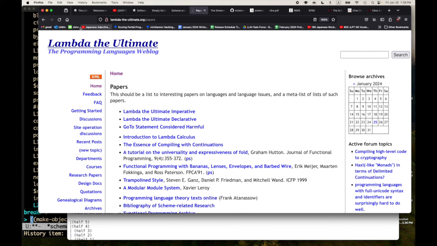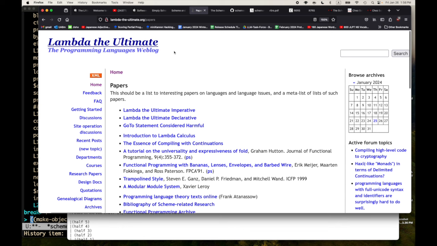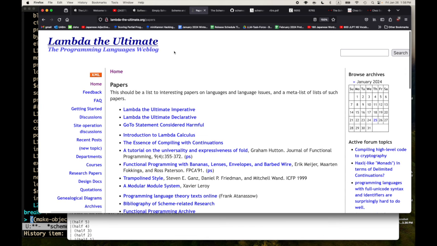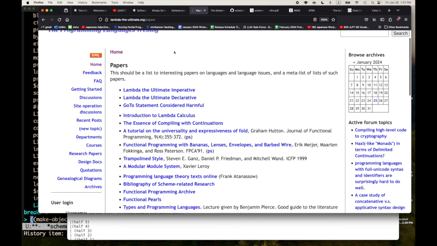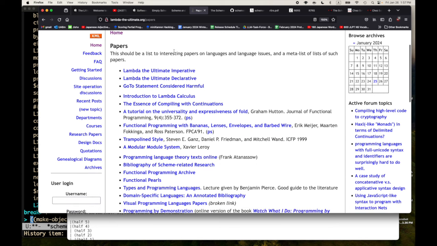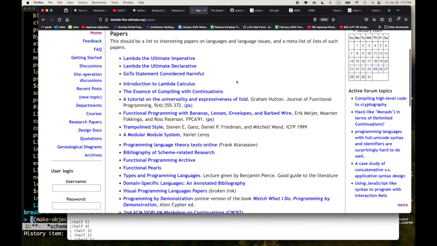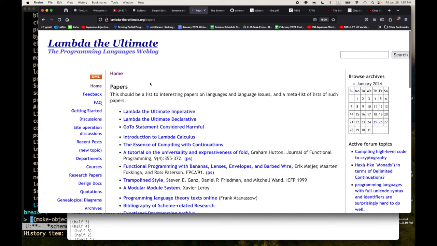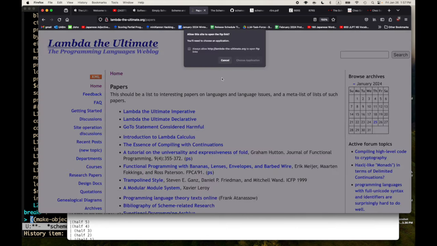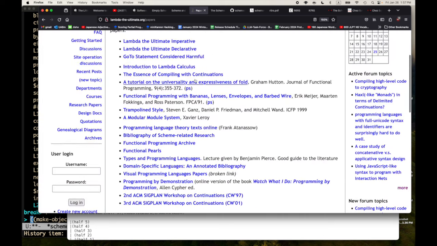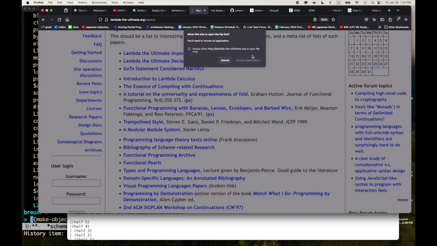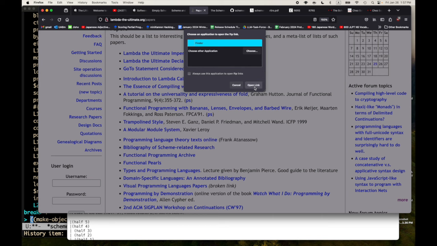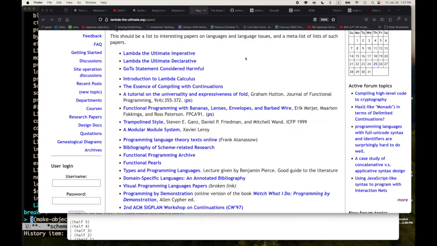Speaking of forums, there's Lambda the Ultimate, the programming languages weblog, which used to be more active. I don't know to what extent it's active these days, but there was a period in time where this was a really important resource for people trying to understand functional programming. There's a group of papers here called Lambda the Ultimate Papers, where the website got its name. So Lambda the Ultimate Imperative, for example. I don't know what will happen if I try opening that. Let's see. How about that one? Yeah, let's try it. I have no idea. Oh, okay.